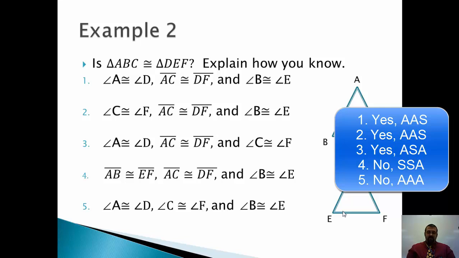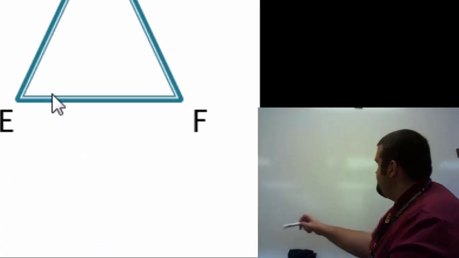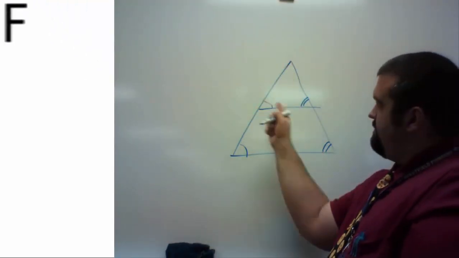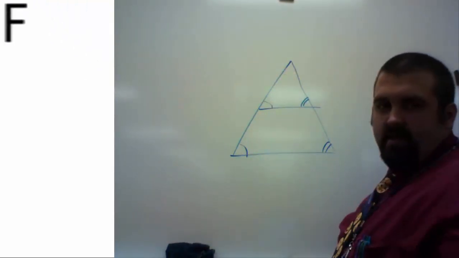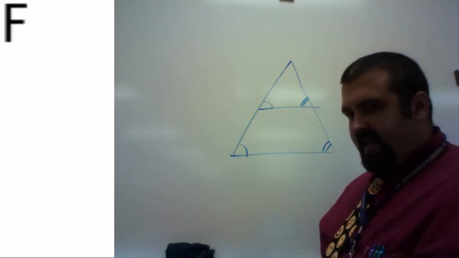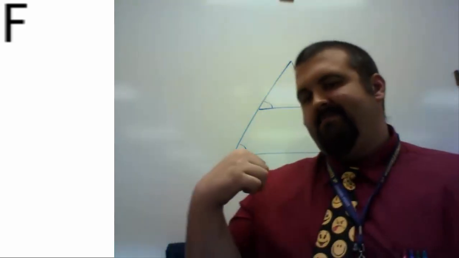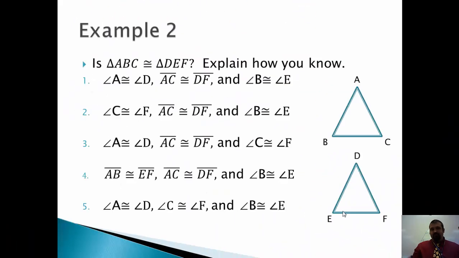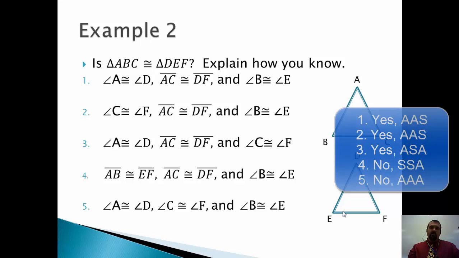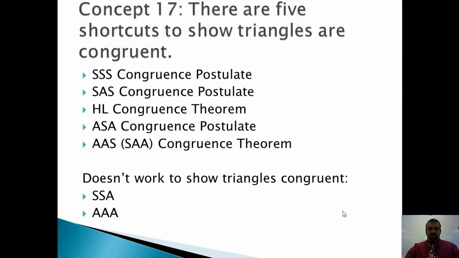I can show this quite simply by doing this. This top triangle and this big triangle all have their 3 angles match up, but one is definitely bigger than the other. This does not work because it could be larger, it could be smaller. So 4 and 5 both don't work. 1, 2, 3 all work. 1 and 2 work because of angle, angle, side. 3 works because of angle, side, angle. 4 fails because there's no side, side, angle. And similarly with 5, there's no angle, angle, angle.